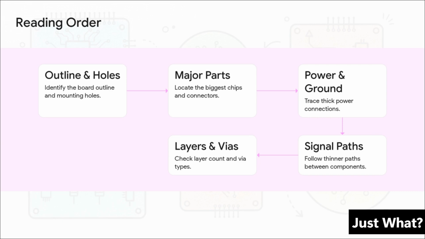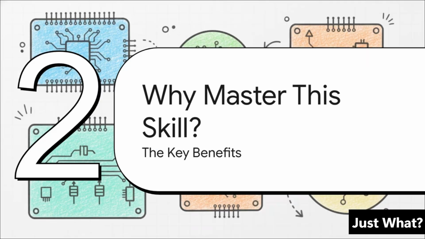Step 4. With power sorted, follow the thinner signal paths between related components to see how they're communicating. And finally, Step 5. Check the layer count and look at the via types to gauge just how complex the internal routing really is. If you follow these 5 steps in this exact order, I promise, any board will magically start making total sense.